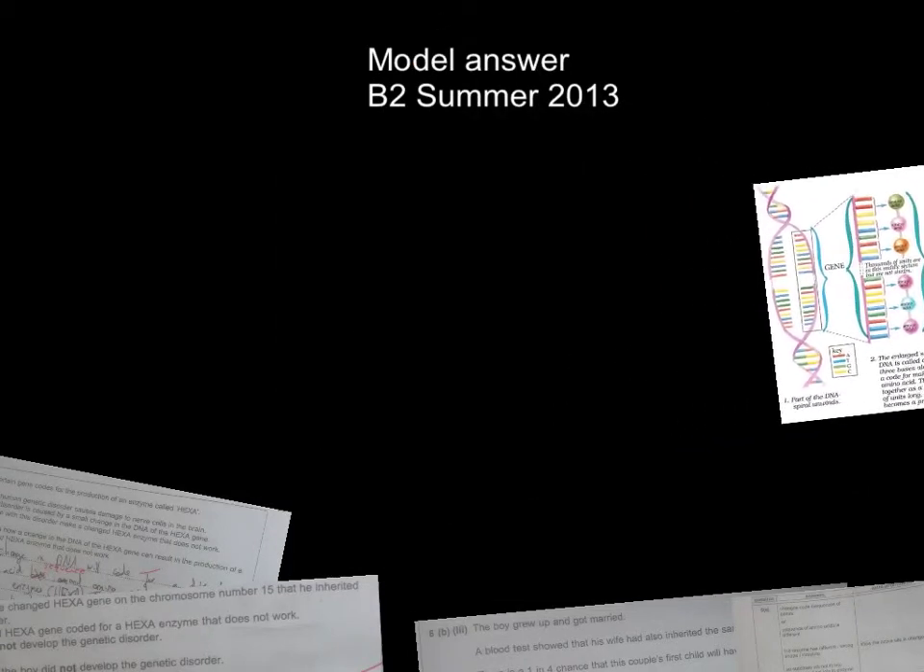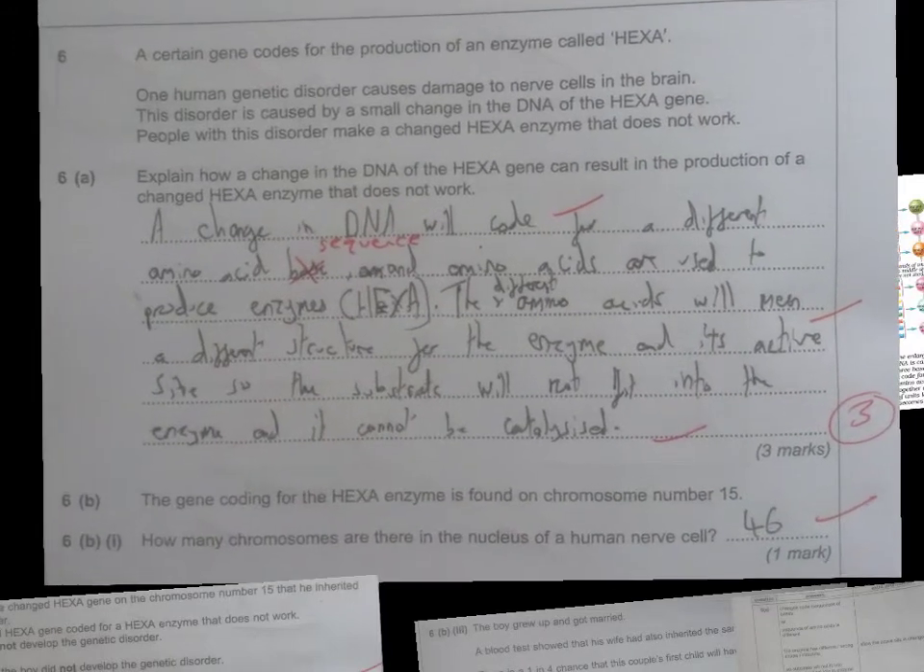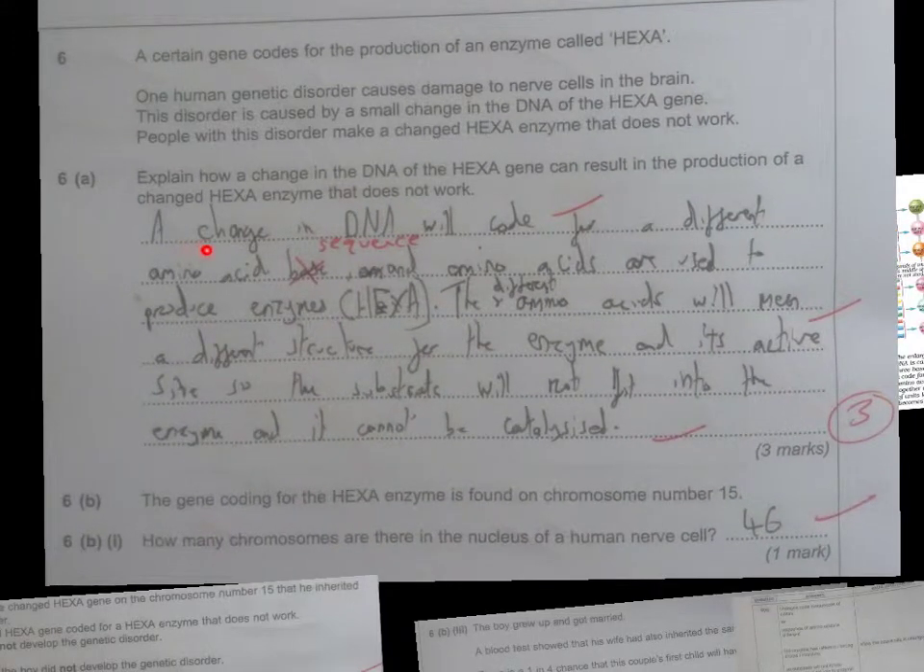Now let's go back to Sakib's answer and we'll have a little look at the mark scheme as well. So Sakib has said that a change in the DNA will code for a different amino acid sequence. I've still given him 3 out of 3, but I think he should have been clearer. He got a bit confused with that term base that I mentioned. So a change in the DNA code will mean that we're coding for a different sequence of amino acids.